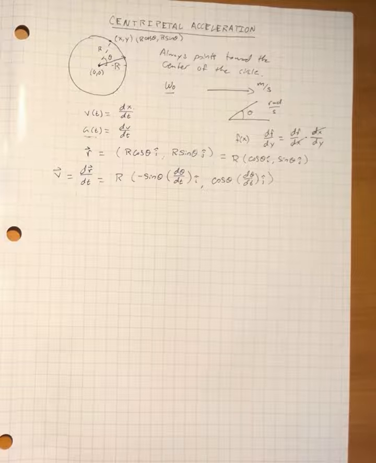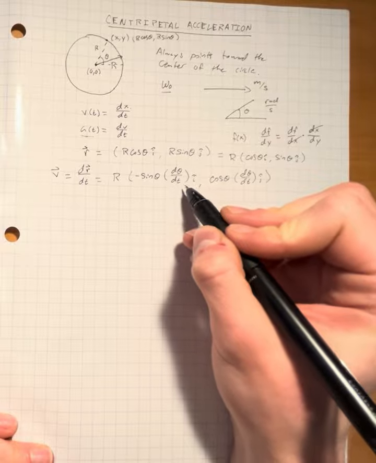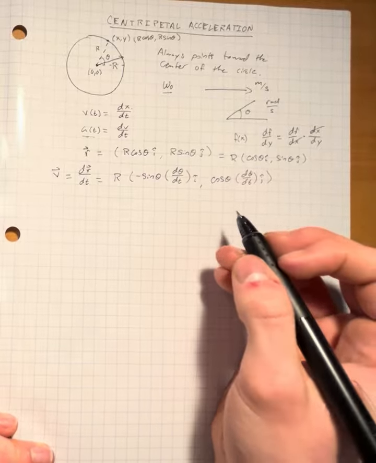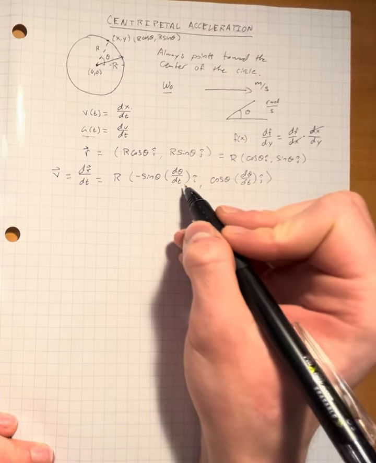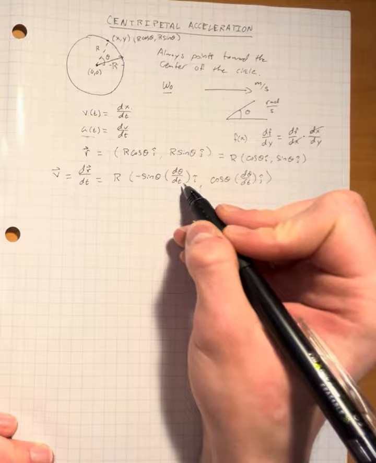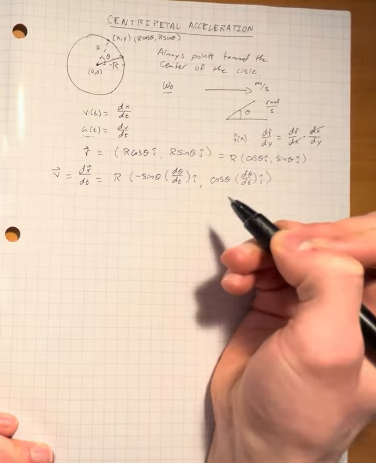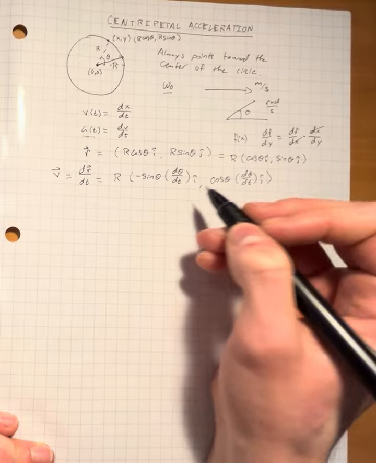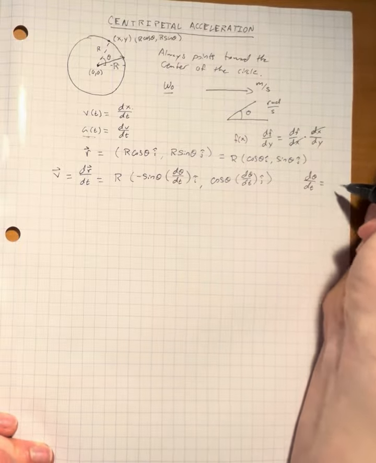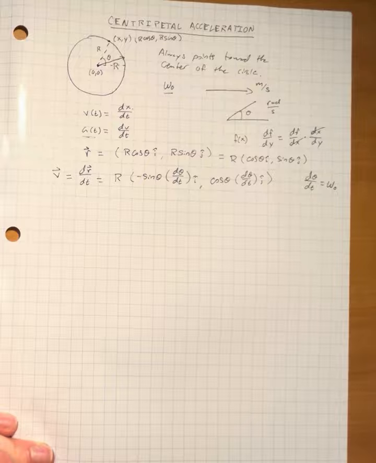And now we're going to address this d theta dt, because it might seem like we're in a bad place at this point because we don't know what d theta dt is. But we actually do know what d theta dt is, because theta is in radians and t is in seconds. So this is a change in an angle per a change in time. So it's a velocity. It's an angular velocity. So this d theta over dt is omega naught. So let's write it like that.